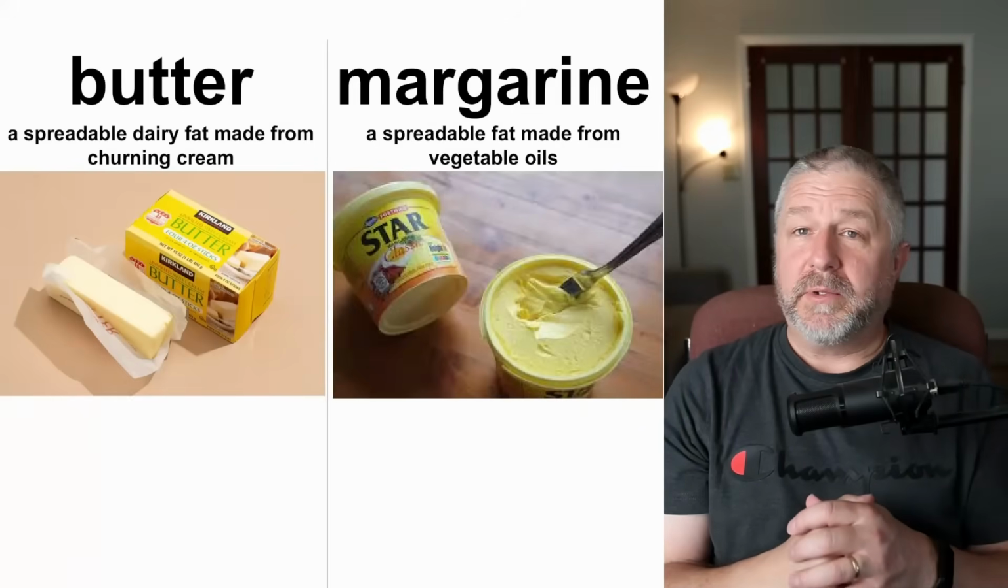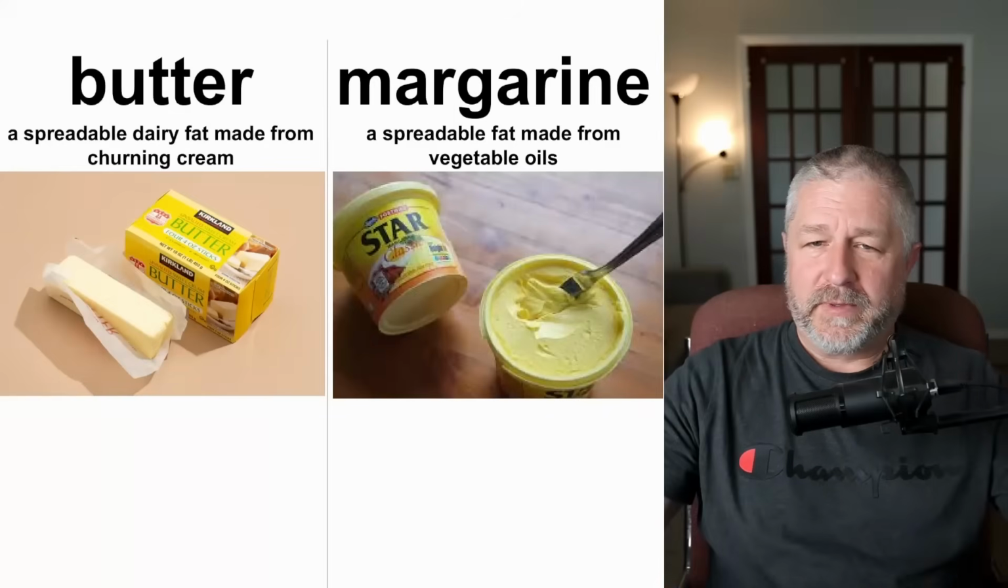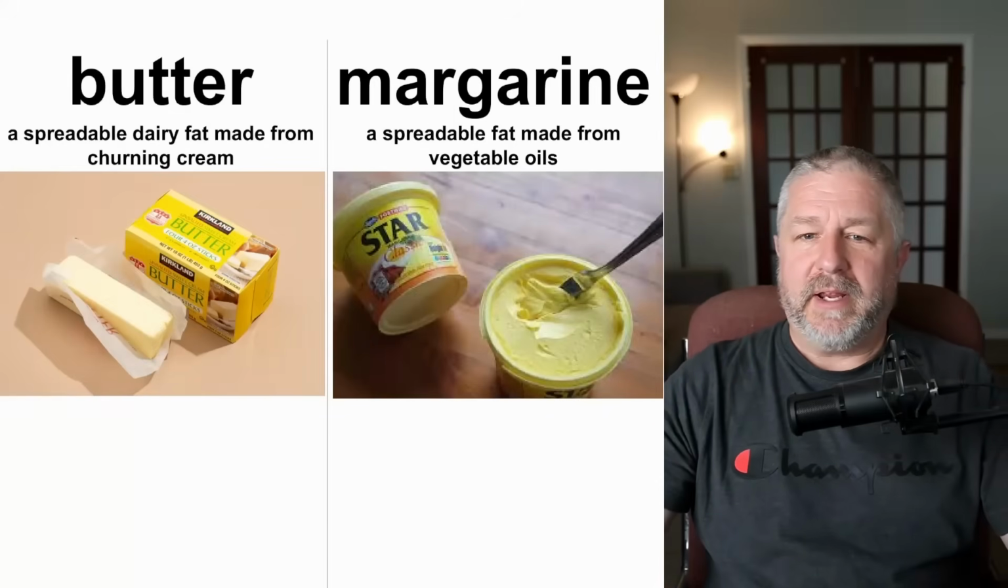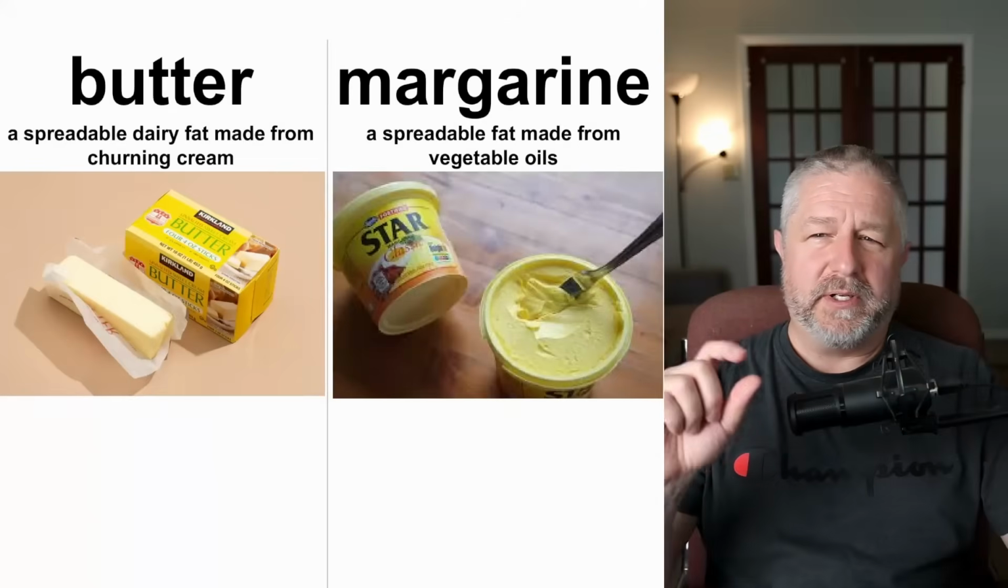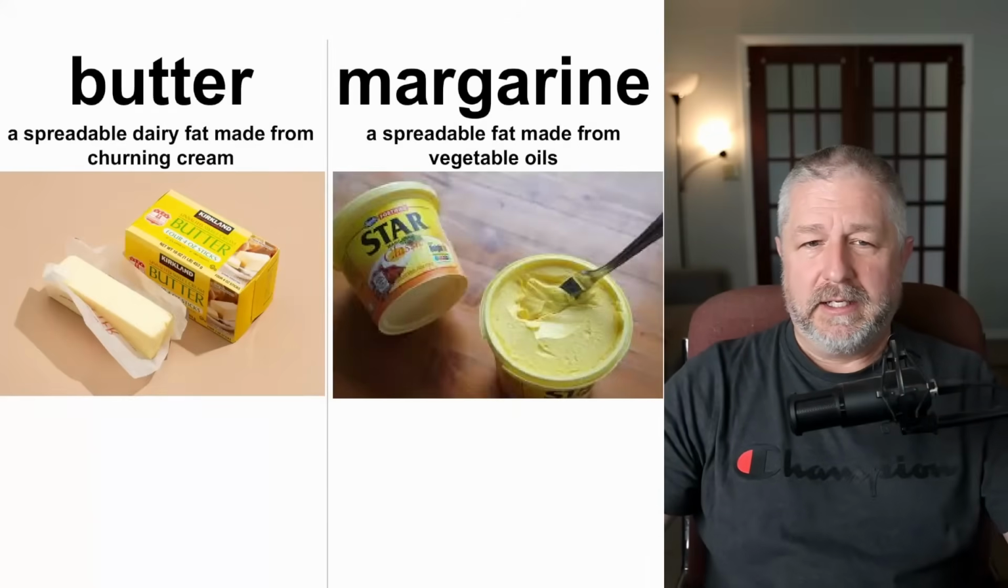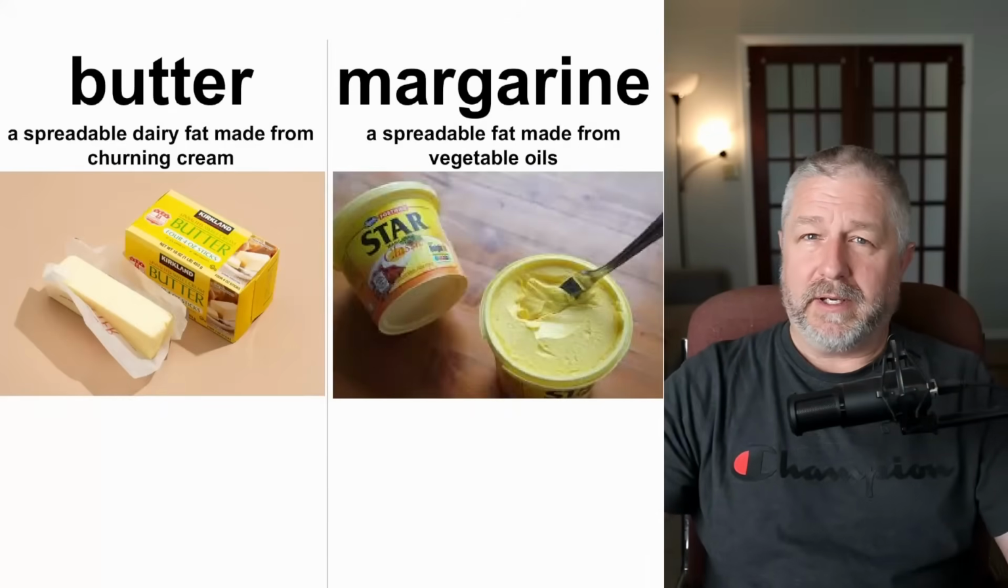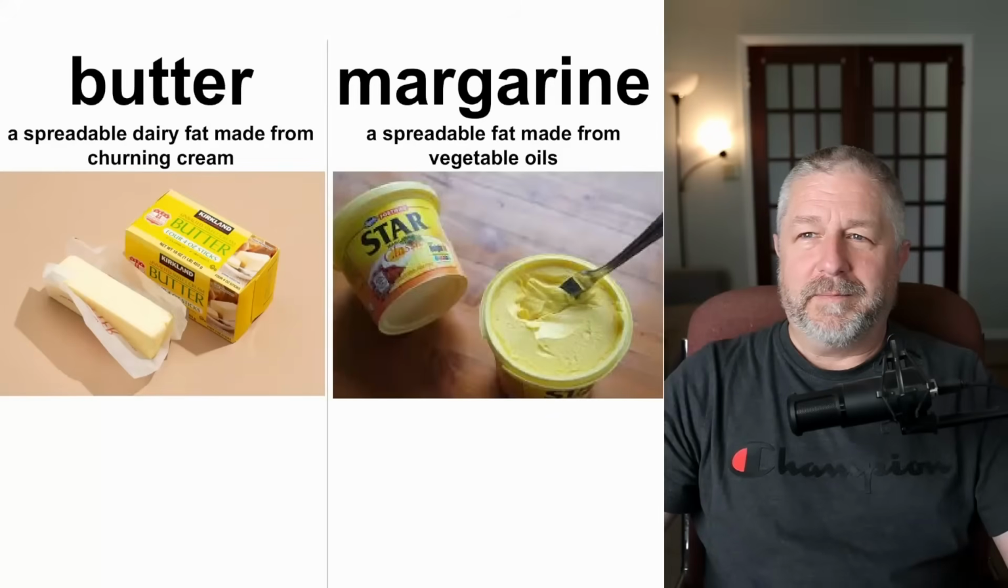But butter is a spreadable dairy fat made from churning cream. Margarine is a spreadable fat made from vegetable oils. And they usually put a bit of salt in it sometimes. I prefer butter, by the way. That is my fat of choice to put on toast.